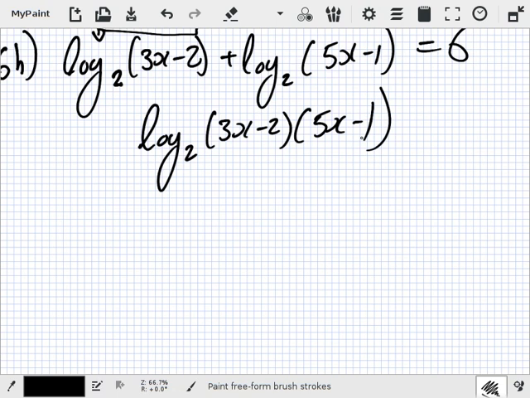Log X plus log Y equals log XY. Okay, you can see how that's that? Equals 6 here. Yeah? Alright, now what to do next?